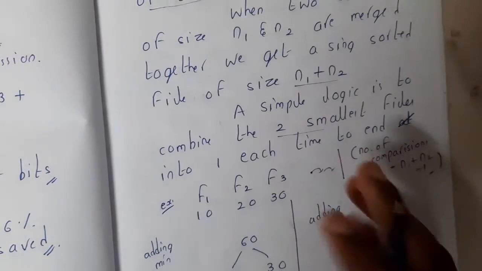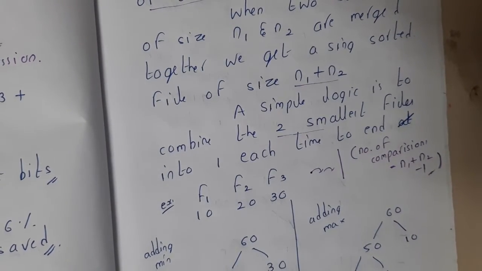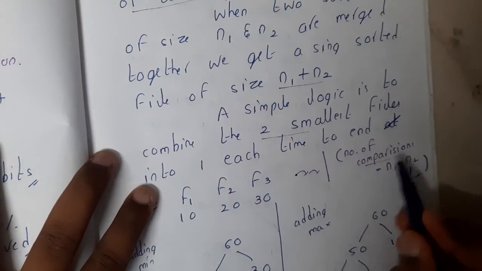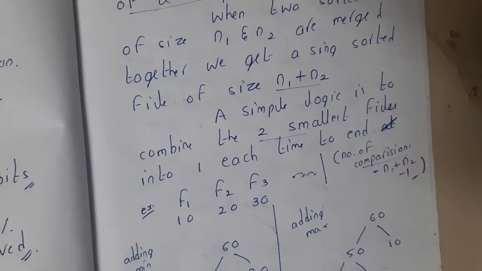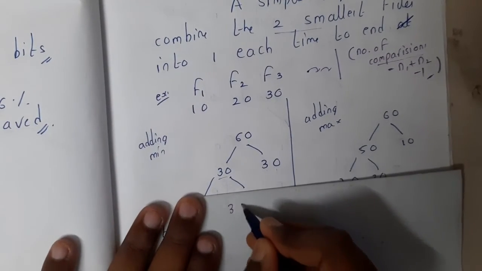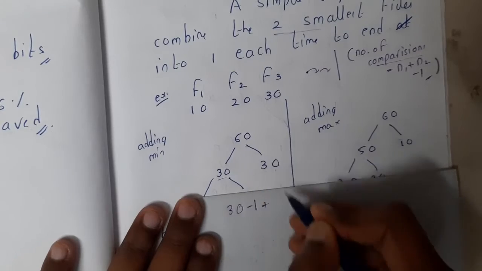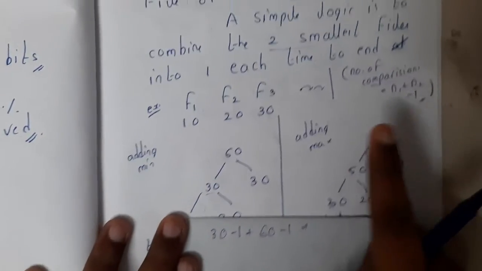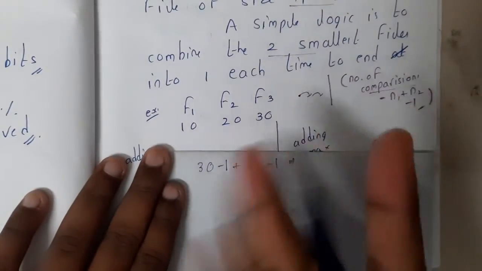But in some examinations, they want to confuse us. Instead of asking that, they will ask about the comparisons, guys. In simple words, comparisons are done in this way. Here we have 30, right? So do 30 minus 1 plus 60 minus 1. So whenever you are adding something, do minus 1 also, because for the last element there is no need of comparison, right?